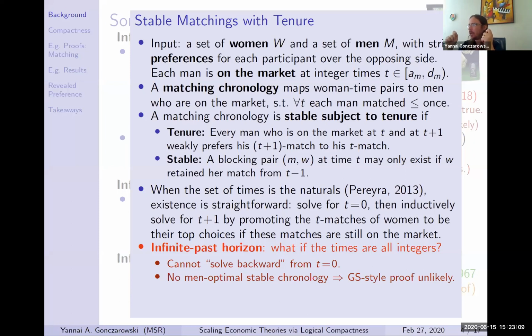Countably many of the men would prefer this one, and countably many of the men would prefer that one, so go figure. So a Gale-Shapley deferred acceptance style proof, like some variant of what we know, is quite unlikely here, because usually deferred acceptance gives you a man-optimal solution.